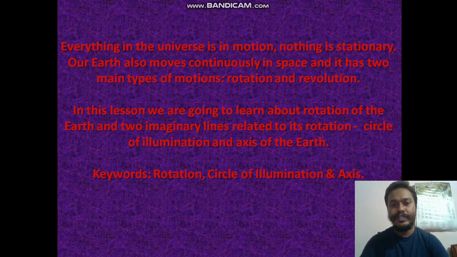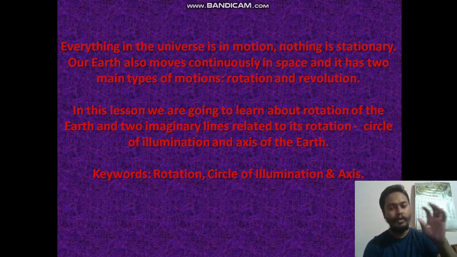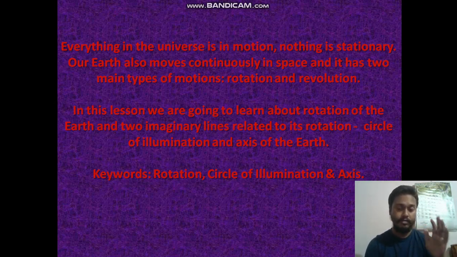Everything in this universe is in motion, nothing is stationary. Our earth also moves continuously in space, and it has two main types of motions, rotation and revolution. It means nothing is fixed; everything moves, depending on its conditions. Our earth moves in its own place, and it also revolves around the sun. These two movements are known as rotation and revolution.